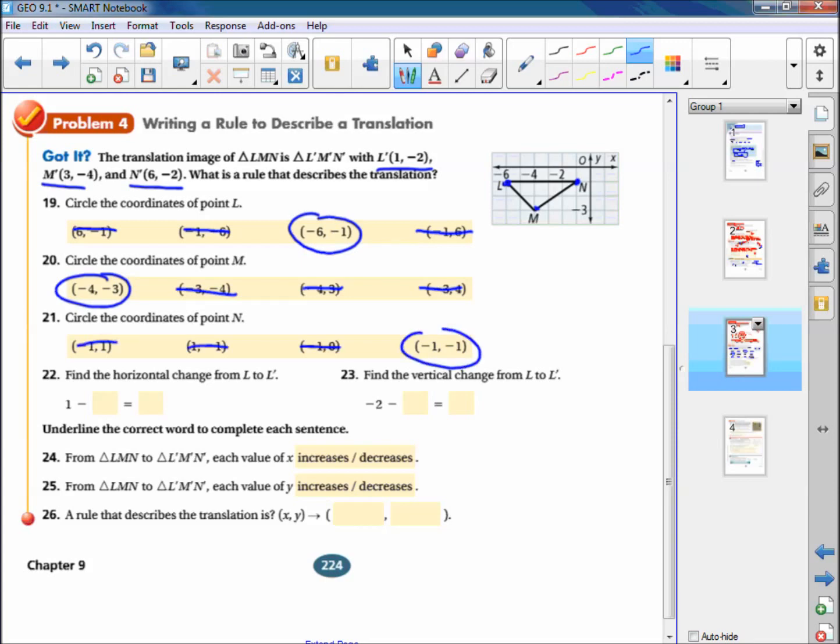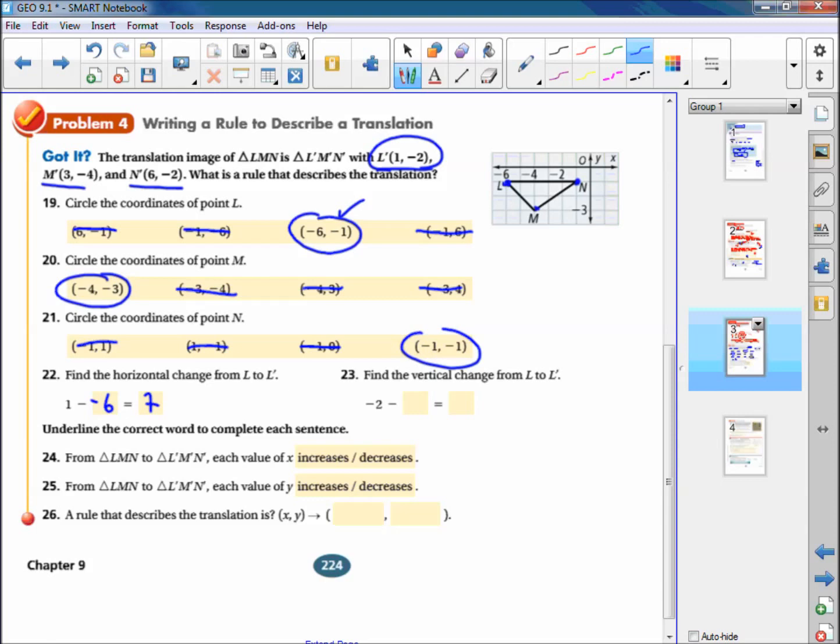Okay. And then find the horizontal change from L to L prime. All right, so let's see. So L was at -6, -1, okay? And L prime is at 1, -2. So the horizontal change, let's see, we went from 1 to subtract -6 will give us 7, okay? So our horizontal change was 7.